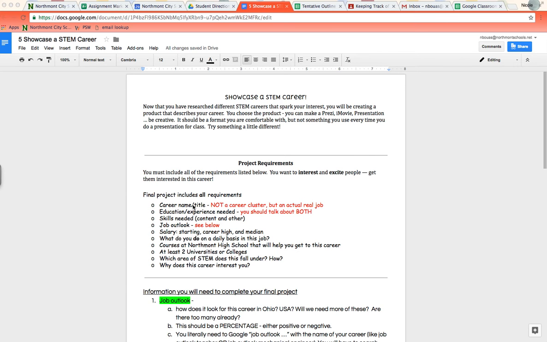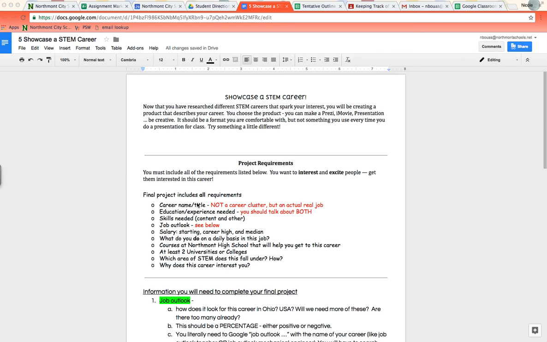Okay, the next section that you need to have talks about skills that you need. And notice that it mentions content skills and other skills. So if I'm going to be a doctor, my content skills would be I know things about the human body, I understand science, I know how germs work. Okay, those are all content-specific skills. But if I'm going to be a physician, I also need to be able to talk to people and explain things in a way that they can understand. Okay, so people skills would be one of those other skills. It's not something that's necessarily content specific, but you have to know how to do it.